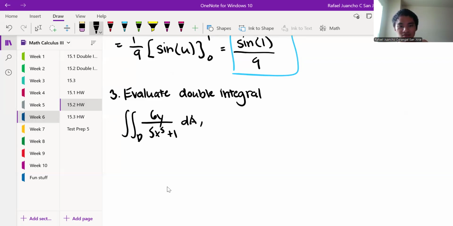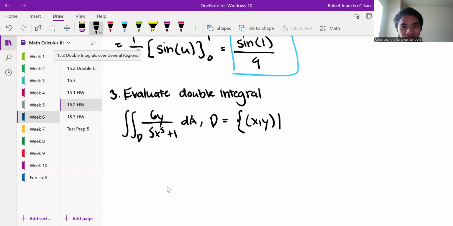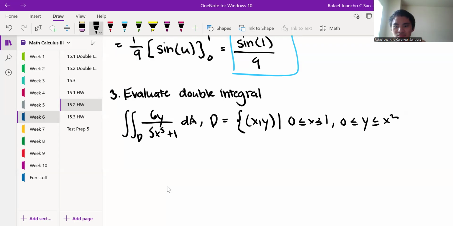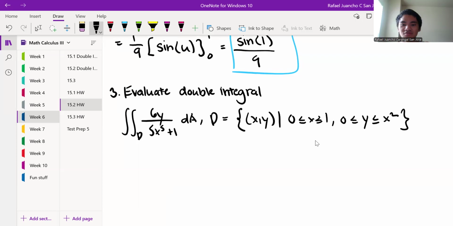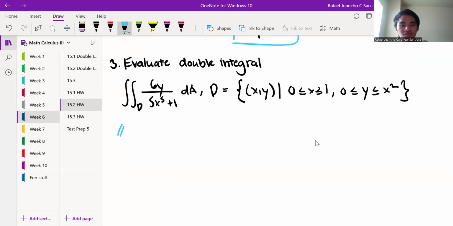And my domain, oh shoot, why do I call it domain? My D, or that general region, is such that, I forgot I wasn't going to write it that way, but here I think I should. So x is in between 0 and 1, y is in between 0 and x squared. So now this is a more general region that we're looking at. So here, what I basically do is find the integral and solve it. That's all I have to do.